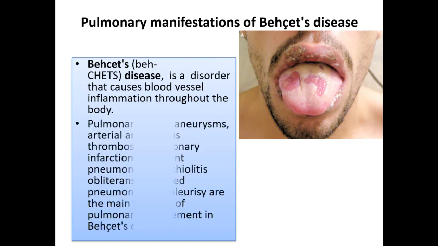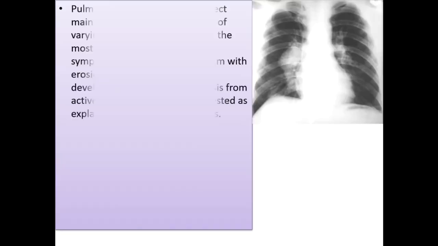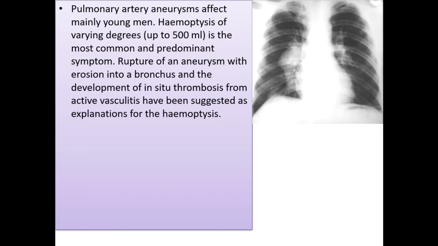Pulmonary artery aneurysms, arterial and venous thrombosis, pulmonary infarction, recurrent pneumonia, bronchiolitis obliterans, organizing pneumonia, and pleurisy are the main features of pulmonary involvement in Behçet's disease. Pulmonary artery aneurysms affect mainly young men. Hemoptysis of varying degrees, up to 500 ml, is the most common and predominant symptom.